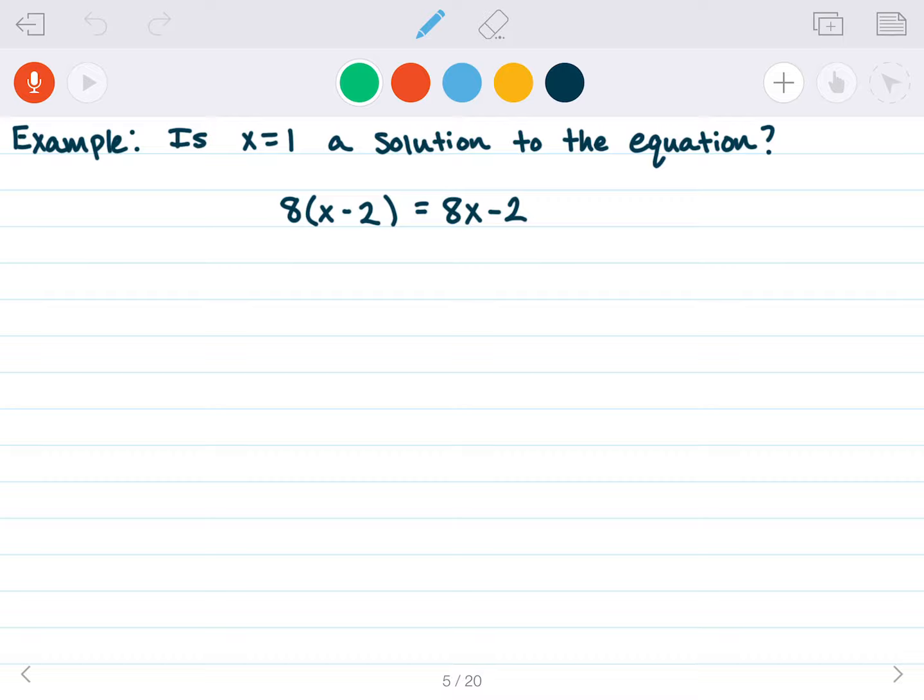So let's do an example. Another example of this is, is x equals 1 a solution to this equation? Well, all we're going to do is sub in 1 anywhere we see an x and see if we get a mathematical truth. So let's go ahead and do that. Anywhere I see an x, I'm putting a 1 and leaving everything else as it is.